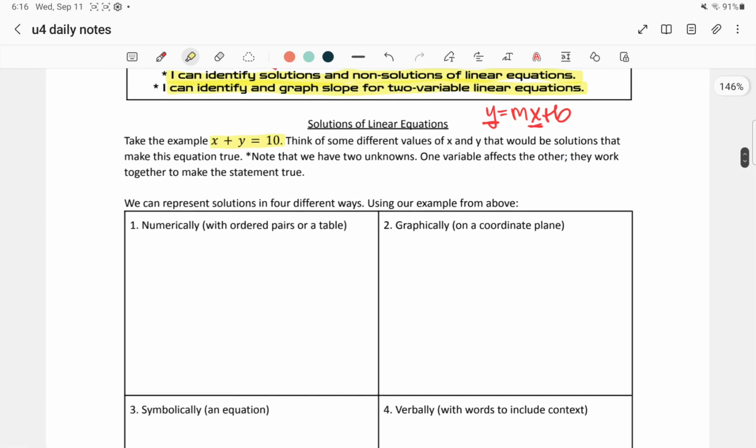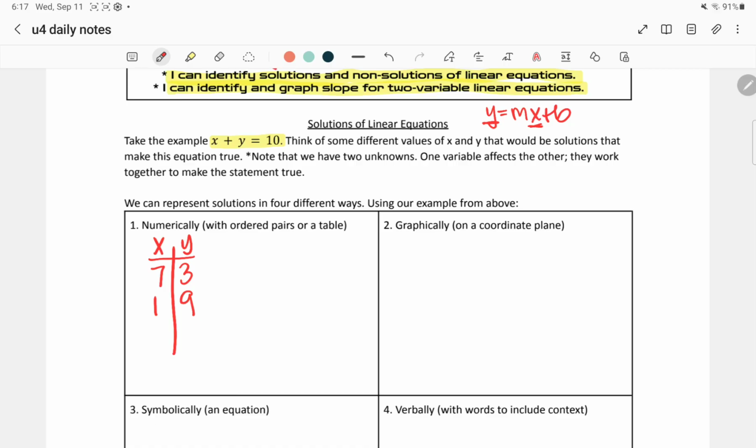So if I said x was 7, you would say that y is 3. If I said x was 1, you would say y is 9. Okay? So, because 1 plus 9 is 10, 3 plus 7 is 10. Okay? Notice one variable affects the other, but when I said x was 7, y had to be 3.